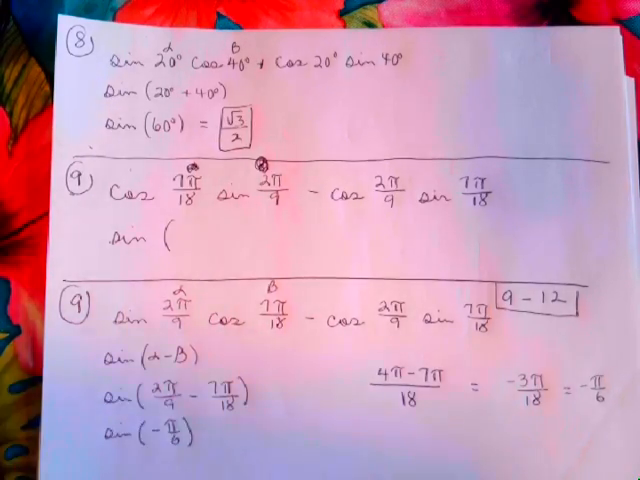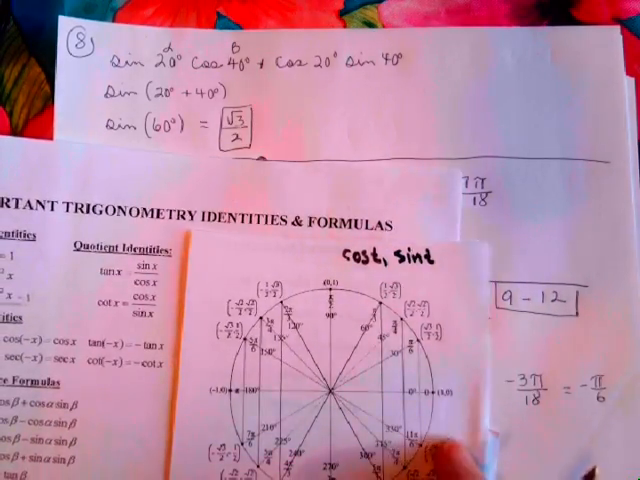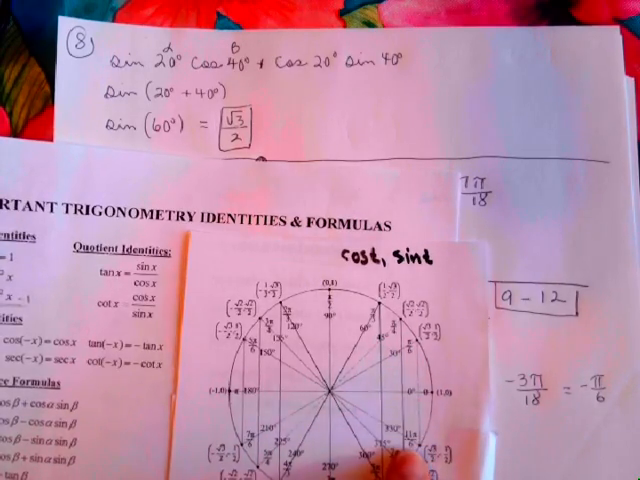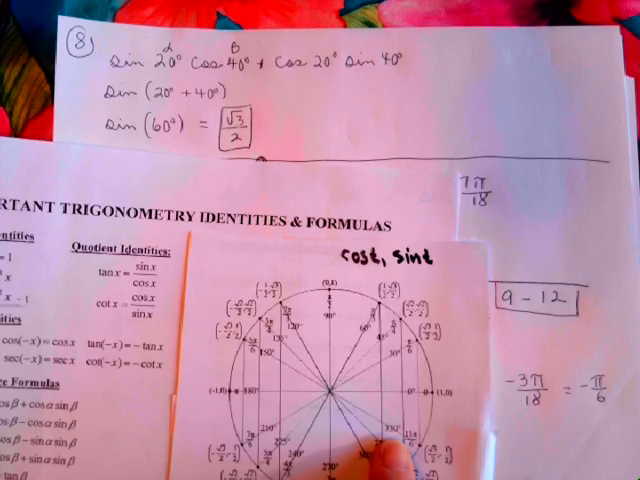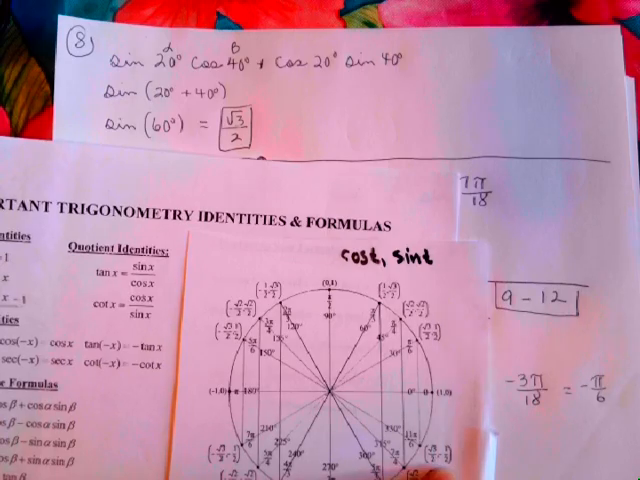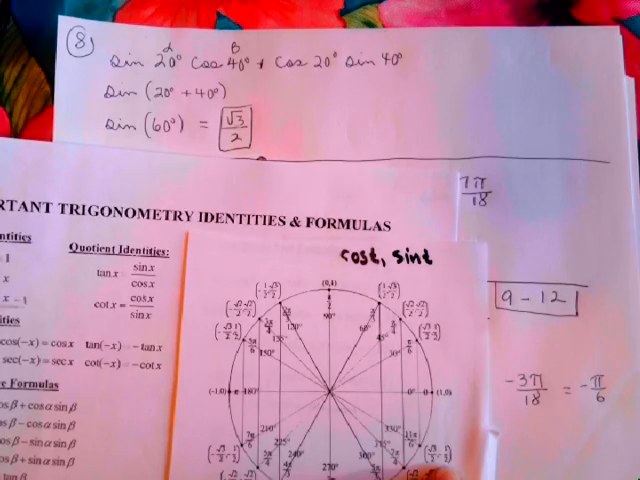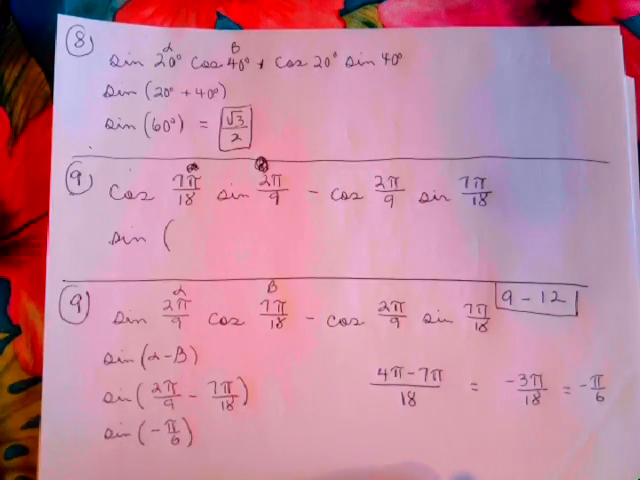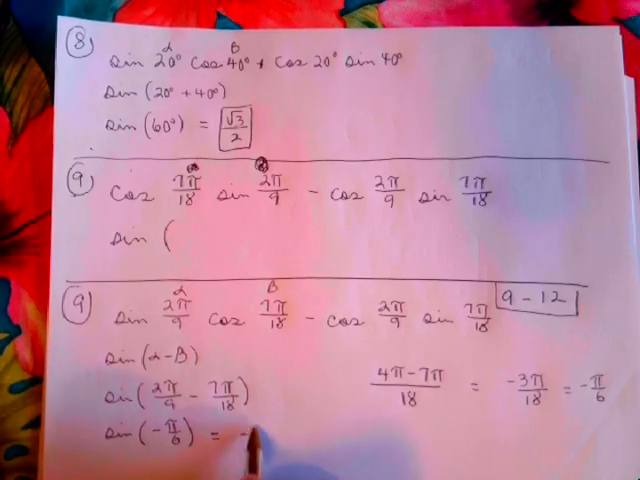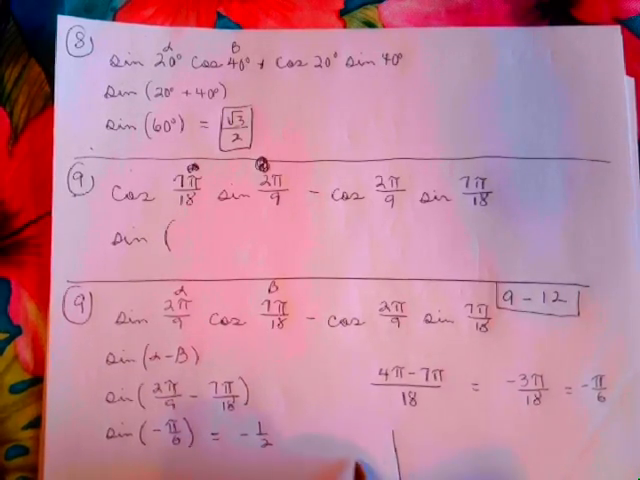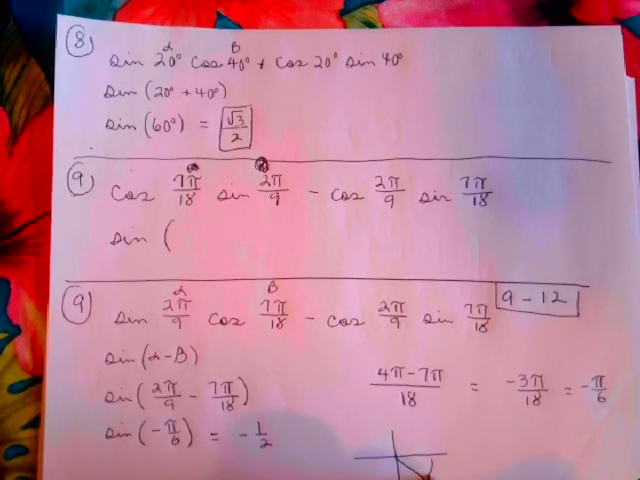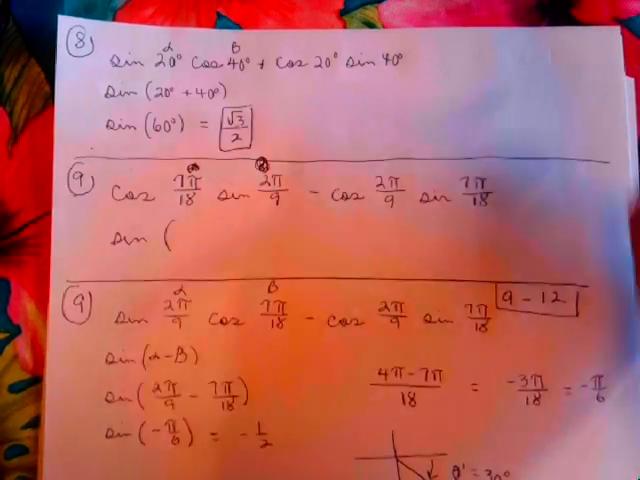Most convenient way to do that is to look at the unit circle. Negative pi over 6 says come down pi over 6. Look at the ordered pair. You know that that is cosine and that is sine. My answer is negative 1/2. If you're coming down pi over 6, that theta prime is 30 degrees. You know the sine of 30 is 1/2, and in this fourth quadrant it's negative.